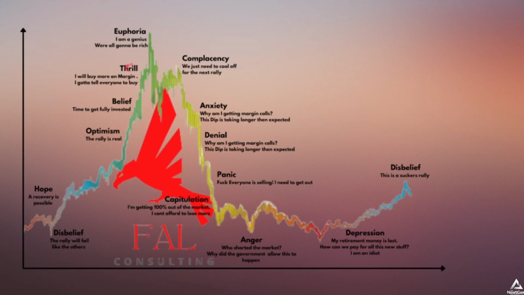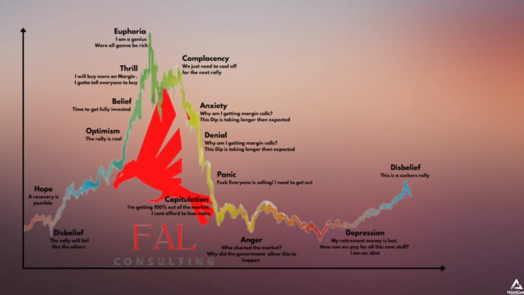And there's also a sense of thrill and euphoria when you start to see your investments compound and grow, and you start to see them double, triple, quadruple, or even higher over the course of maybe a few months or so. And then as we get to the distribution phase, there's a sense of complacency. Markets do not consistently just keep going up. There's always a cool-off point. And when we start to see lower highs, that's when we start to see the sense of complacency, where people may think we just need to cool off for the next rally.